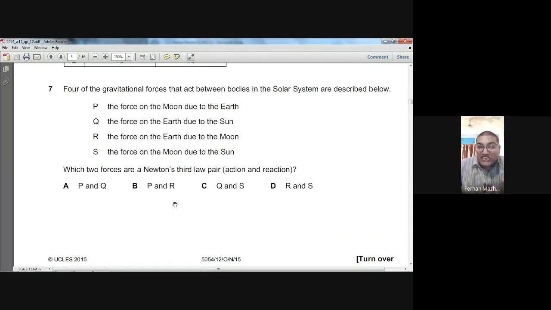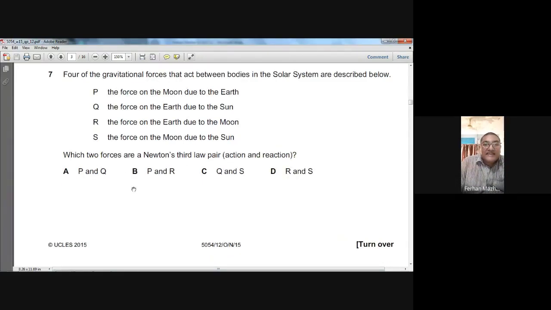You know, the action and reaction pair will be between the same bodies. For example, if the earth applies force on the moon, the moon applies force on the earth. So both bodies in that pair should be the same. If the earth applies gravitational force on the moon, the moon applies gravitational force on the earth. So that will be a pair, and that is true. P and R, that is a pair. B is the choice. Question number 7, B is the choice. P and R are an example of the Newton's third law pair, action and reaction.